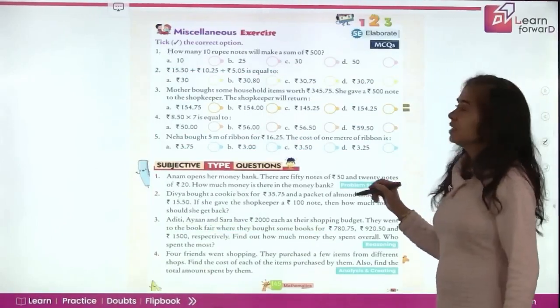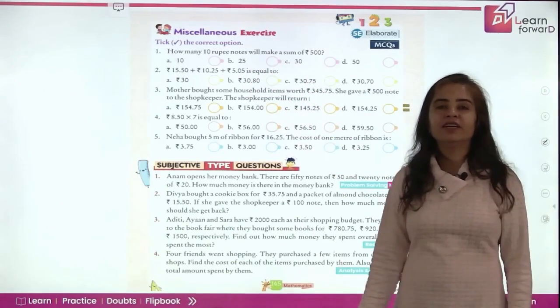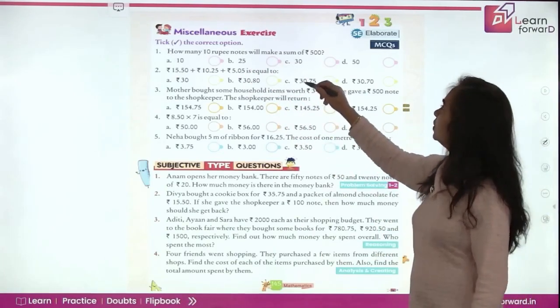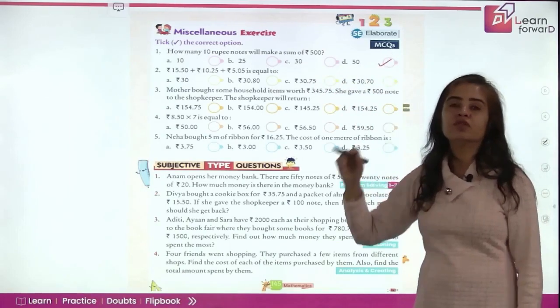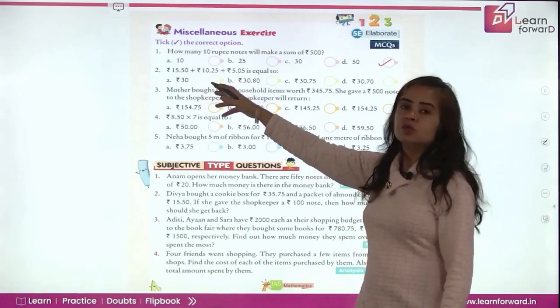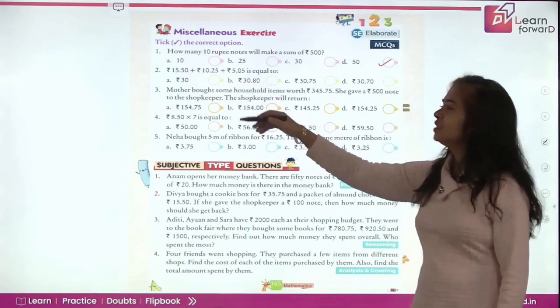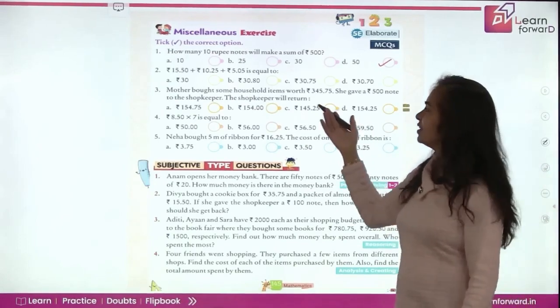Now miscellaneous exercise for you. How many 10 rupee notes will make a sum of rupees 500? Yes, rupees 500 you want in 10 rupees notes. So it will be 50. Rupees 15.50 plus rupees 10.25 plus rupees 5.05 is equal to what? Add and get your answer yourself.